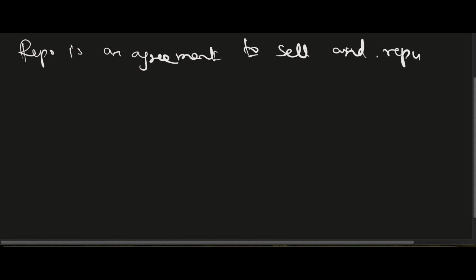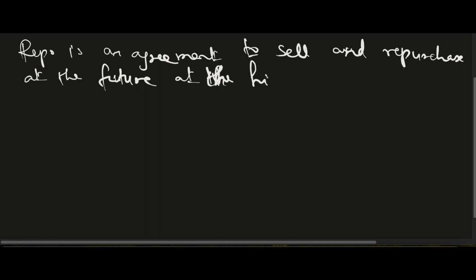Repo is an agreement to sell and repurchase at a future date. At the future date you will repurchase it at the higher rate. So how is this possible? Let me explain it to you.